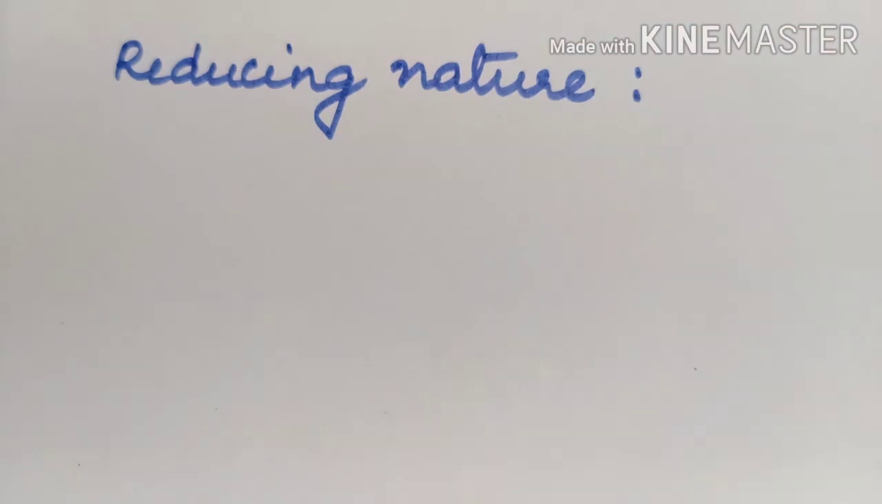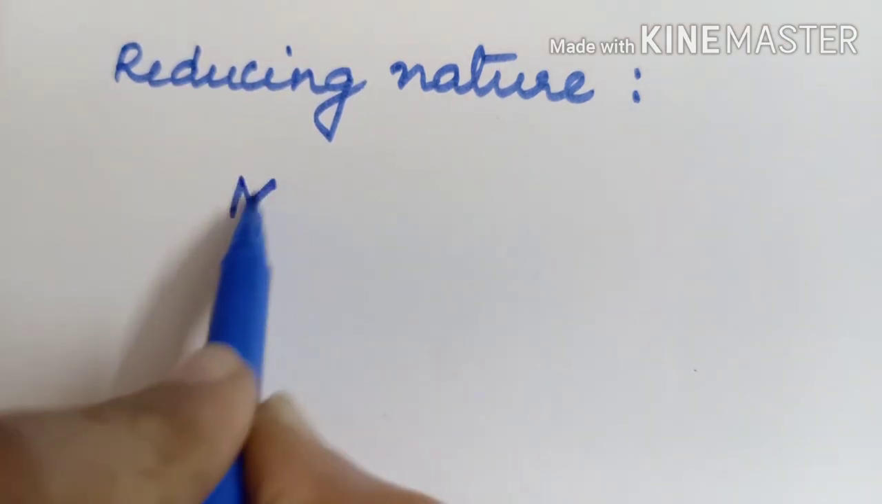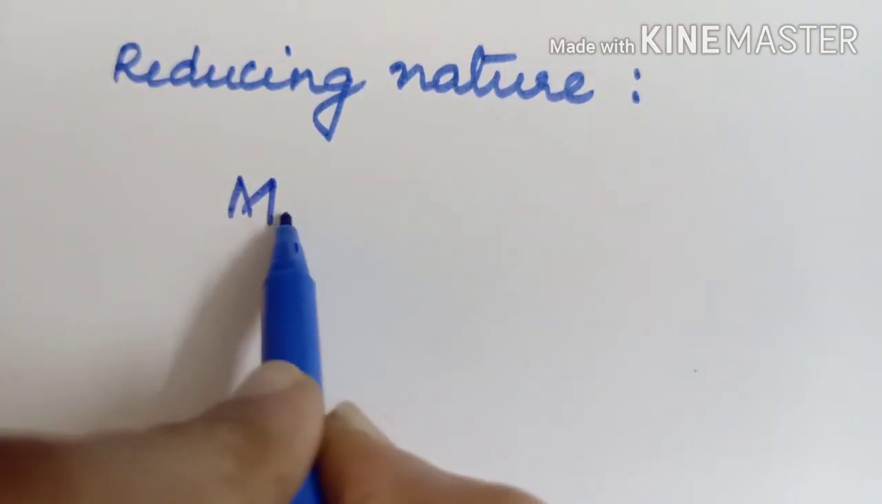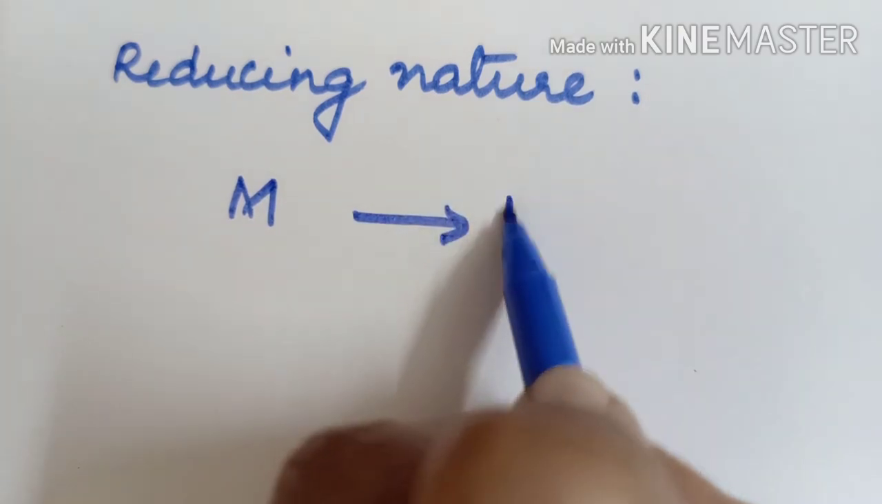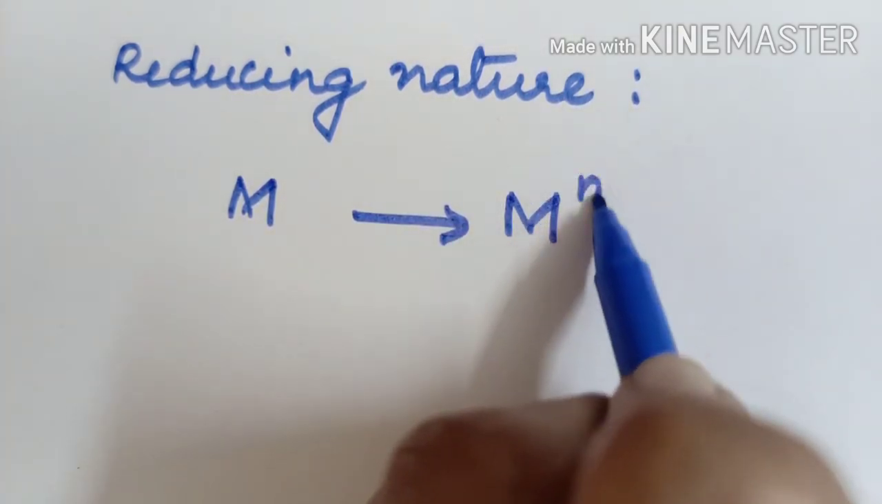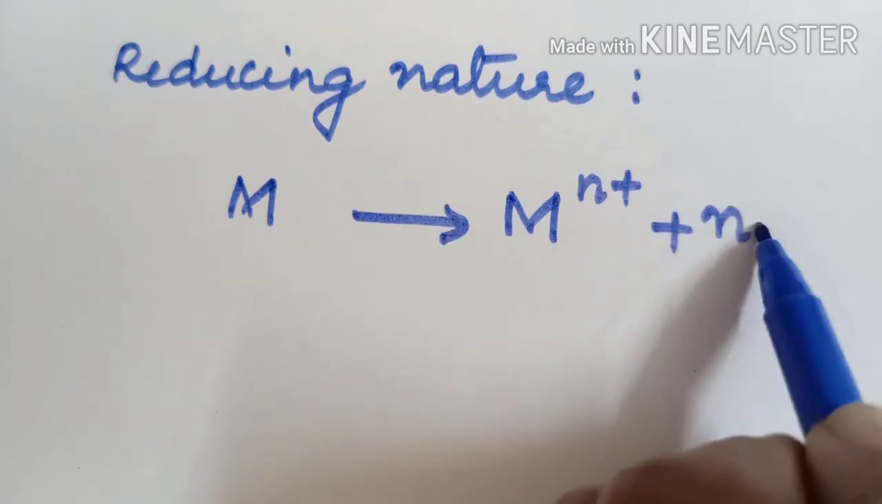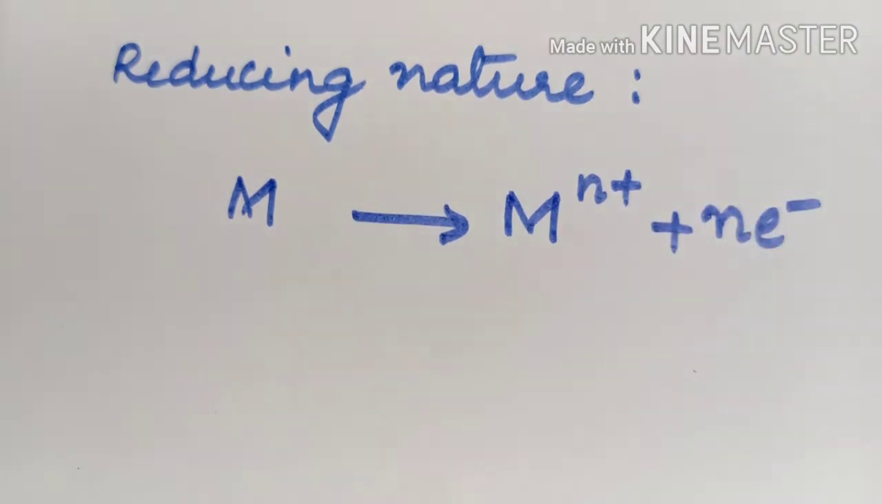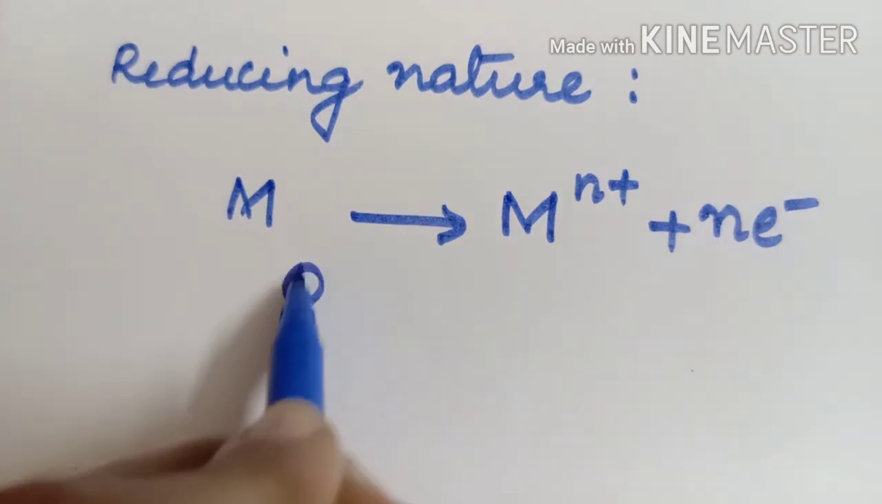The next topic that is discussed here is the reducing nature of alkali metals and alkaline earth metals. What do you understand by reducing nature? We want to check whether the s-block elements can act as good reducing agents. We know that metals are always electropositive. That is, a metal will liberate one or more electrons forming ions. So the release of electrons or the loss of electrons is known as oxidation.